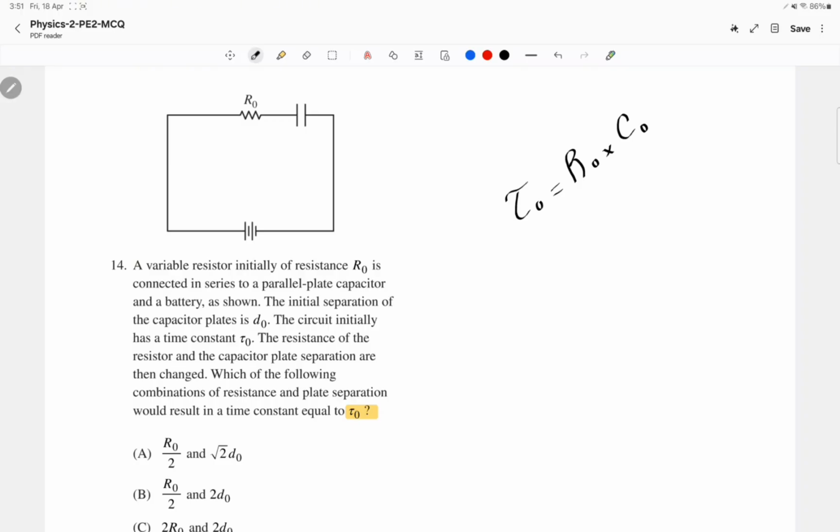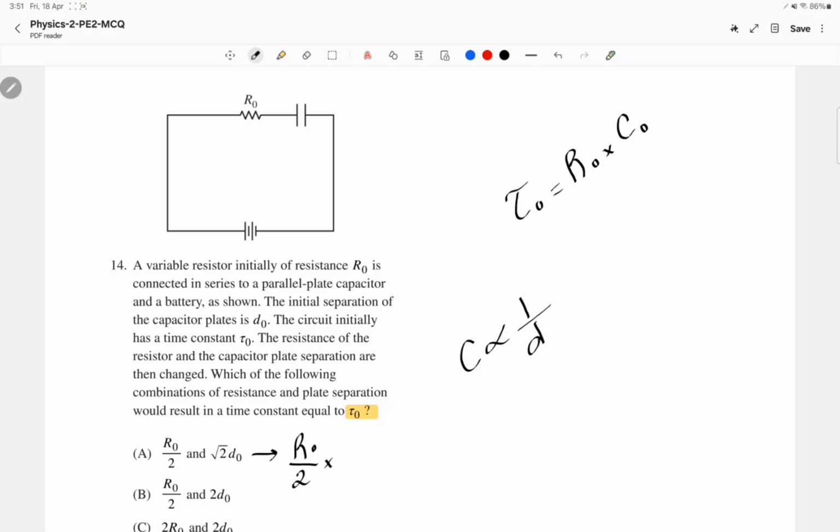Now, what happens is they change the resistance and they change the capacitance and they ask, will we still get a tau like before? So let's see what that means. C is going to be inversely proportional to the distance between the capacitor plates, correct? So let's look at this scenario. Here we are going to be halving the R.